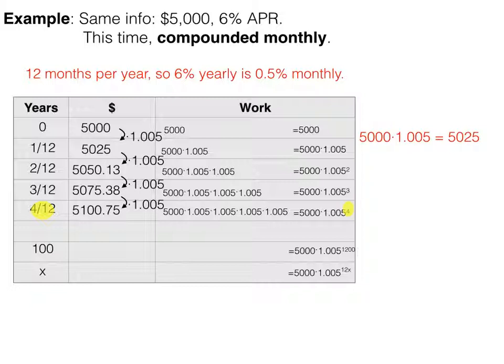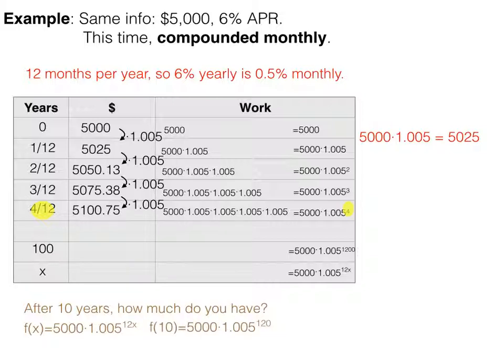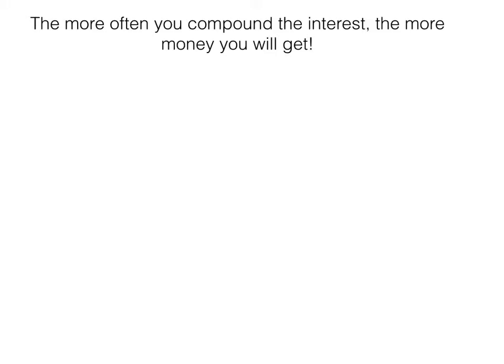And we can look again after 10 years, how much do we have? Plug it into our new function. F of 10 is equal to 5000 times 1.005 to the 10 times 12, which is the 120 power. And we have $9,096.98. So as we can see, the more often you compound the interest, the more money you will get, because you are earning interest upon interest early on.